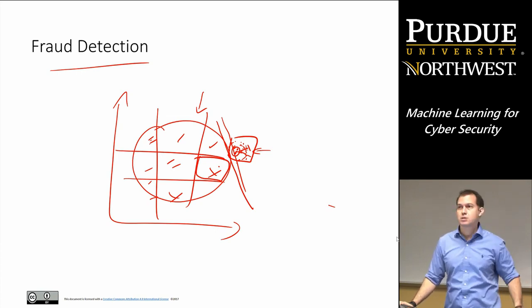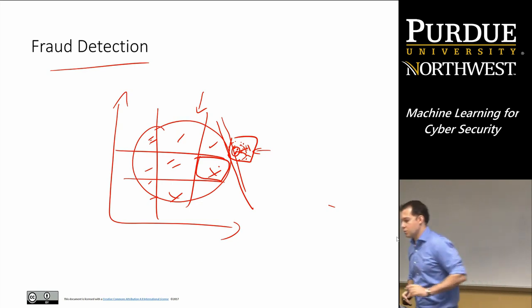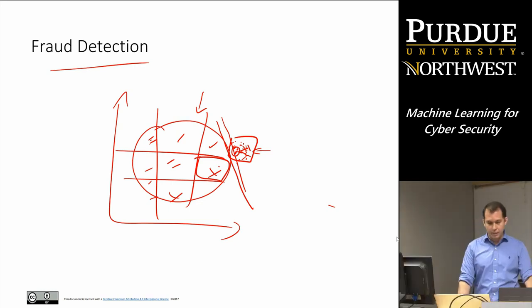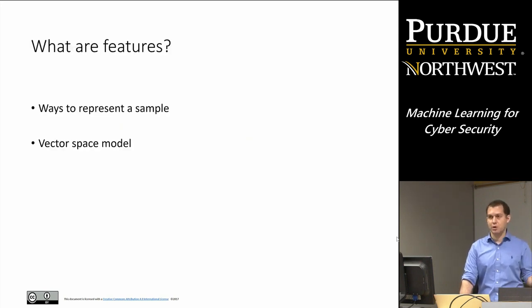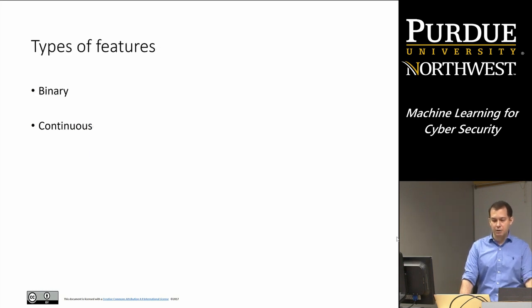Any other questions? All right, so let me just look over these slides. So that one, I wanted to mention that. Biometrics, this is like image processing. What are features? We already talked about that. Ways to represent a sample, the vector space model.